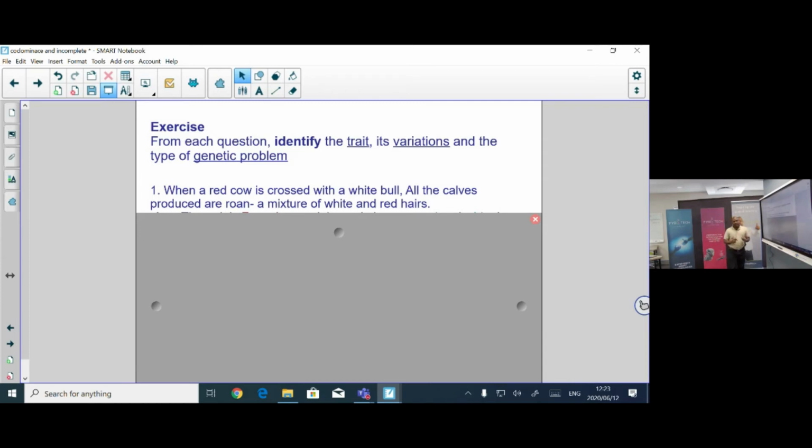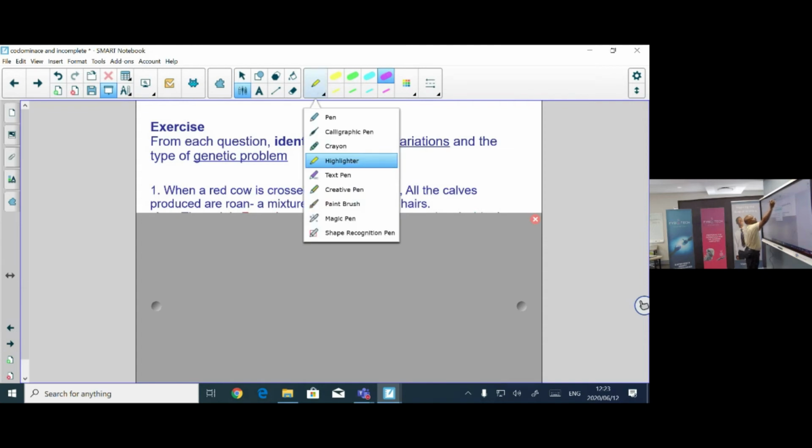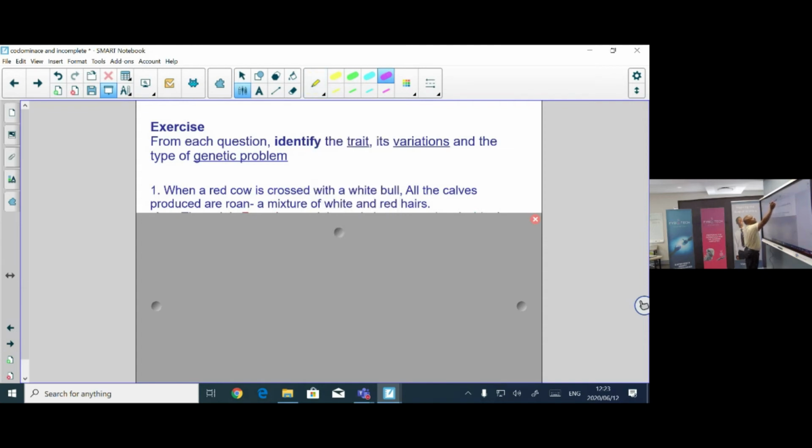For each question, I want you to identify for me the traits, the variations of the traits, and the type of the genetic problem. The traits, the variations, and the genetic problem, right?